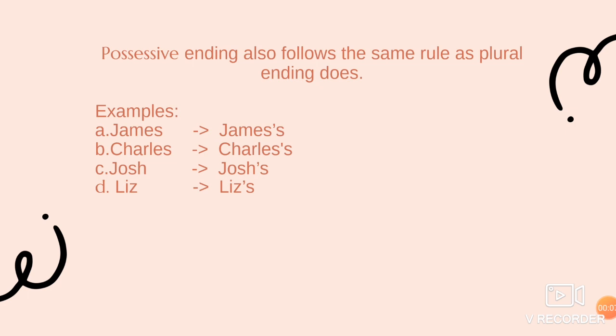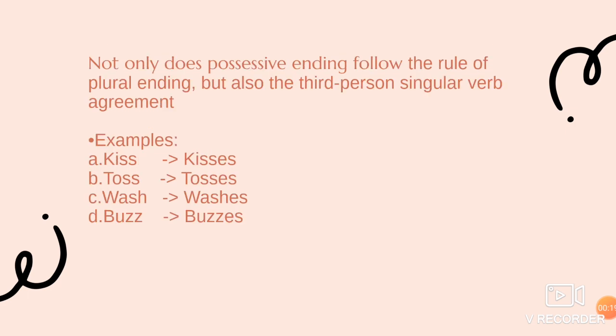Hello everyone, here I'm going to continue the presentation. Possessive ending also follows the same rule as plural ending does. For example, James's, Charles's, Jose's, Liz's. Not only does possessive ending follow the rule of plural ending, but also the third person singular verb agreement. For example, kisses, tosses, washes, buses.